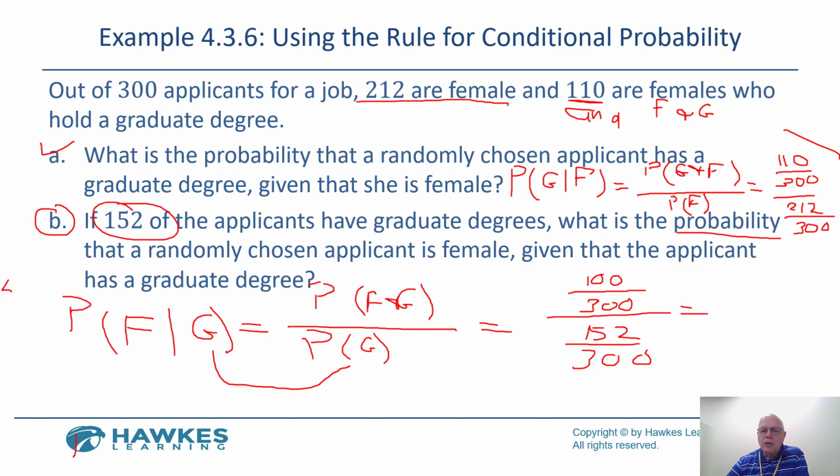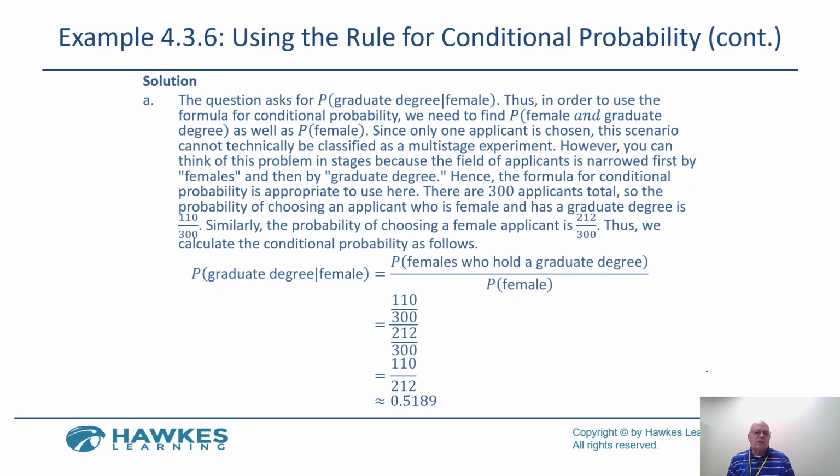Again, we can reduce that to 100 over 152, reduce it if you need to. It's most likely better to just use the calculator and get a decimal answer. That way you can also give it as a percent if you want that. So there's the first one, which is about a 50-50 chance, a little bit better than a 50-50 chance that the person has a graduate degree if they're female from those applicants.